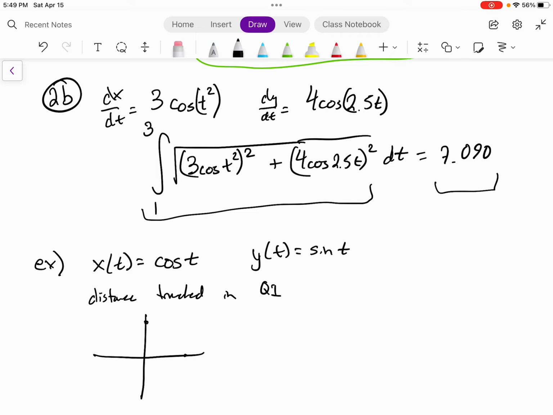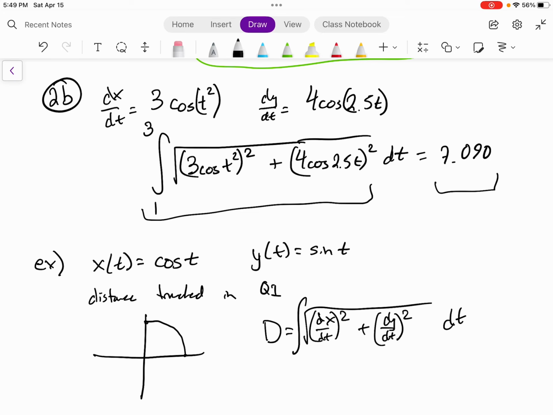So that's going to be sort of from here to here, right? So we're going to look at this distance traveled, and we can, in our head, sort of think about what that would be. Well, we can do that really quickly, right? That distance traveled d is going to be the square root of dx dt squared plus dy dt squared dt, and then we're going to need to slap an integral around it, right? Where we're going to want to go from 0, right? Here t is 0, and up here t is pi over 2.